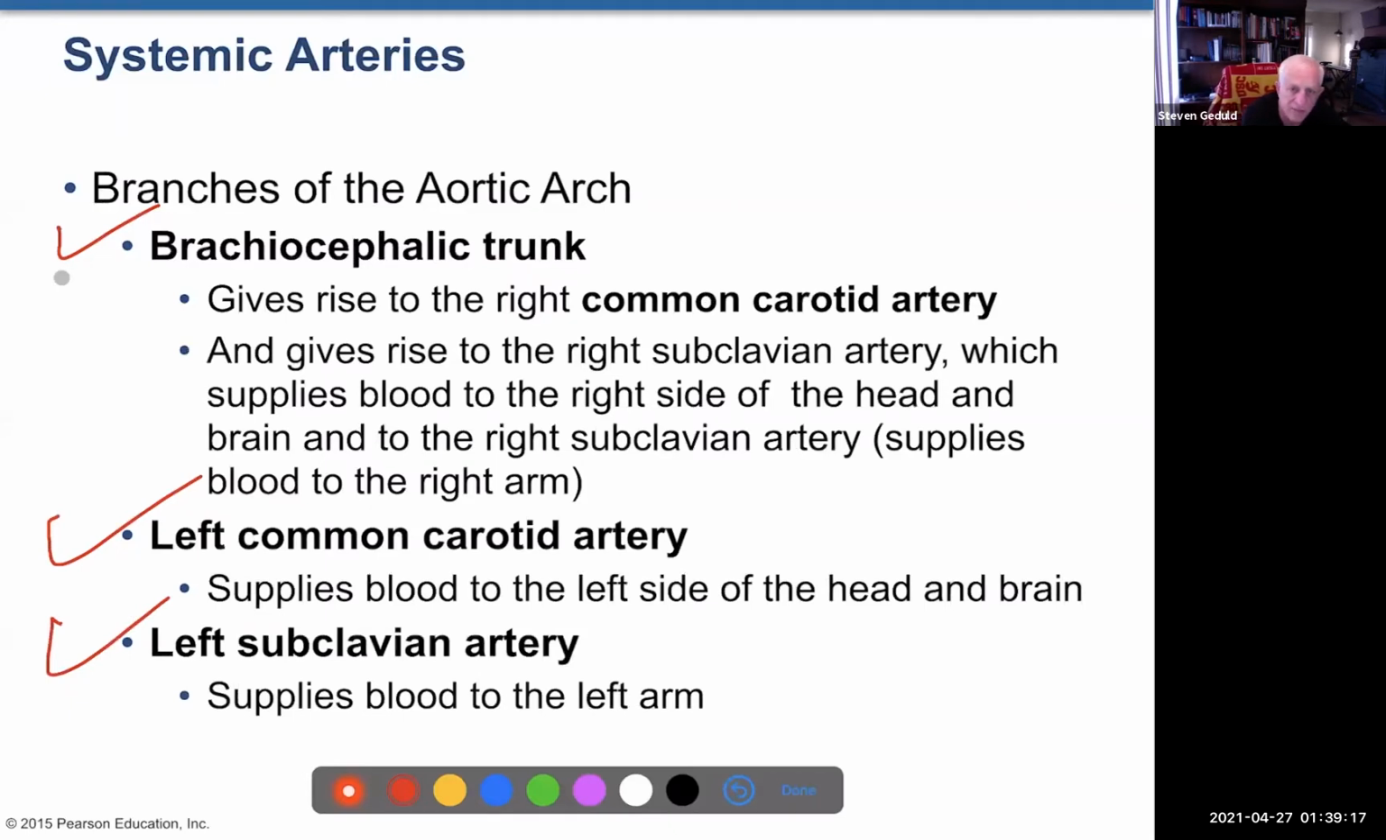The brachiocephalic trunk is the first one. Okay, and it gives rise to the right common carotid artery, which supplies blood to the right side of the head and the brain, and to the right subclavian artery, which supplies blood to the right arm. You get the left common carotid artery, supplies blood to the left side of the head and brain. And you get the left subclavian artery, supplies blood to the left arm.